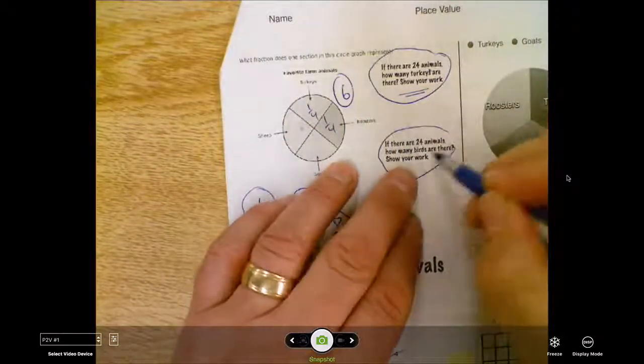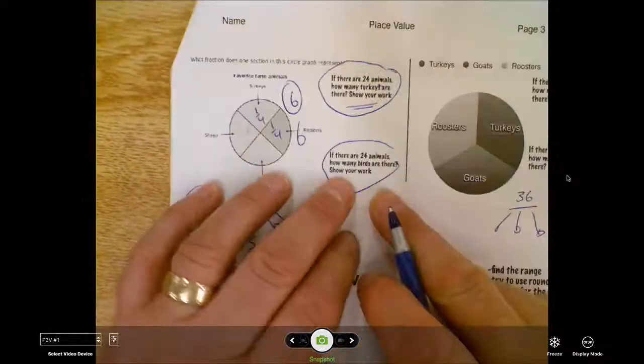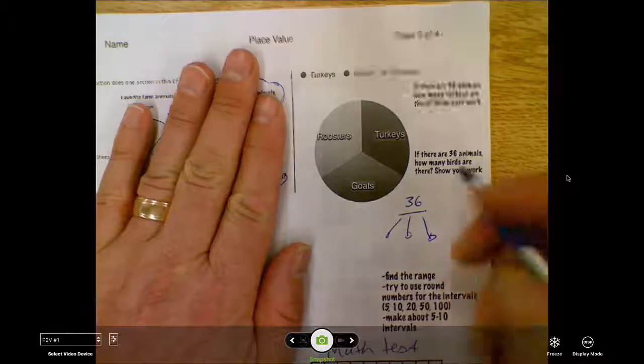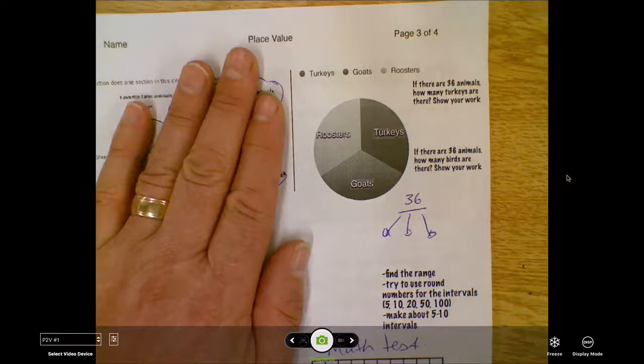It also says how many birds. Well, there's also 6 roosters, so that makes 12 birds. Same idea over here, except this time there's 36, but I have to come up with a number that will divide. I can divide 36 by 3, or come up with a number that I can add 3 times to get me 36.